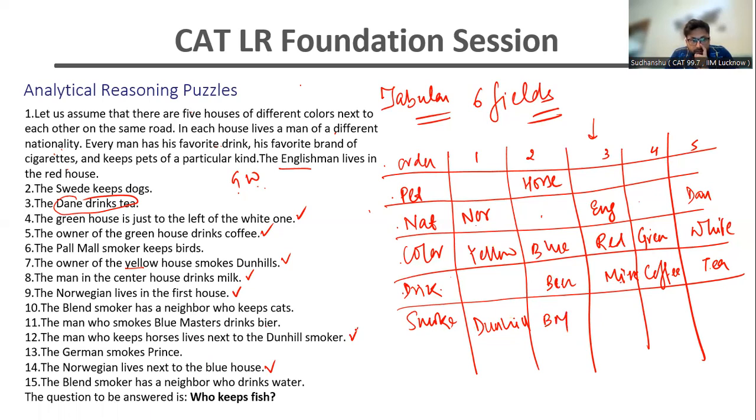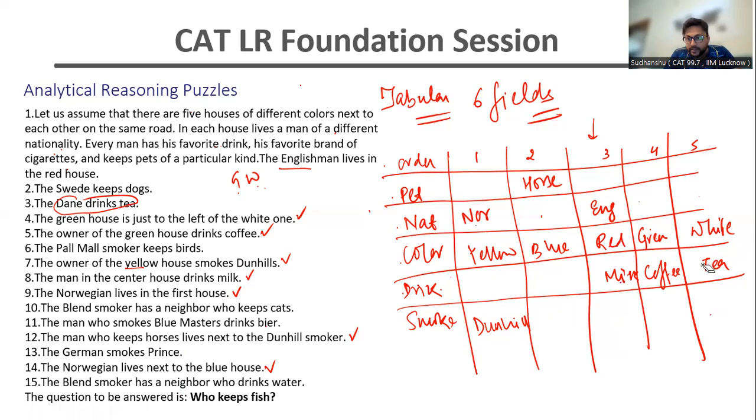Now, the blend smoker has a neighbor who drinks water. Now I can't put a blend smoker here, because none of the people here are drinking water. So this must be incorrect, right? So therefore, let us correct our mistake.